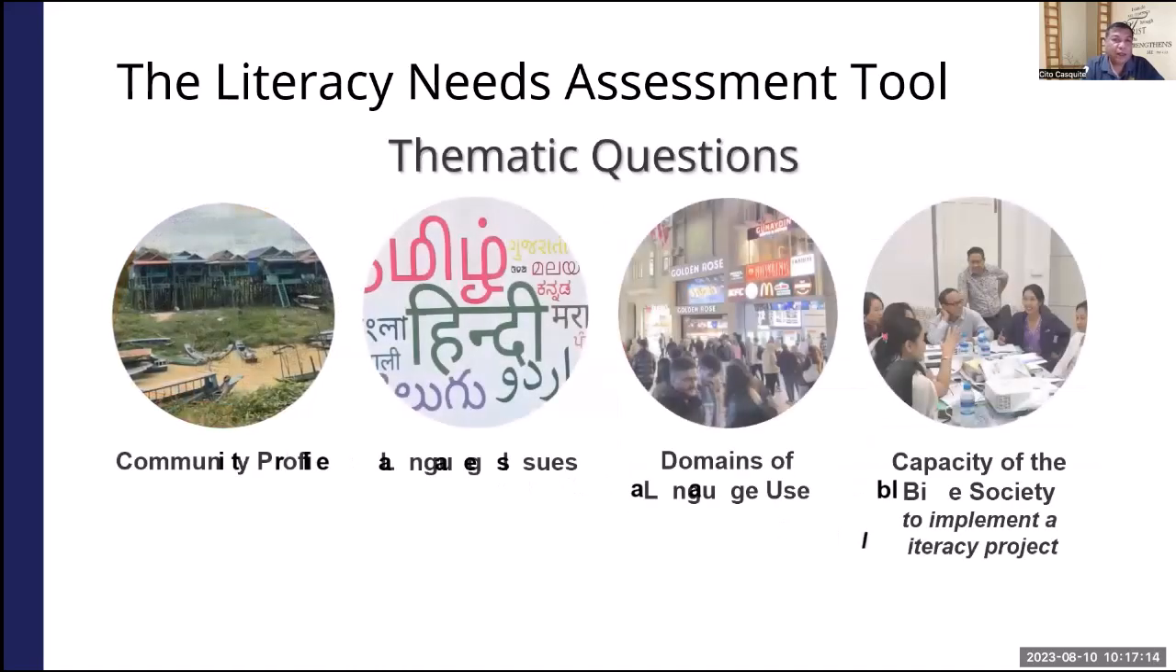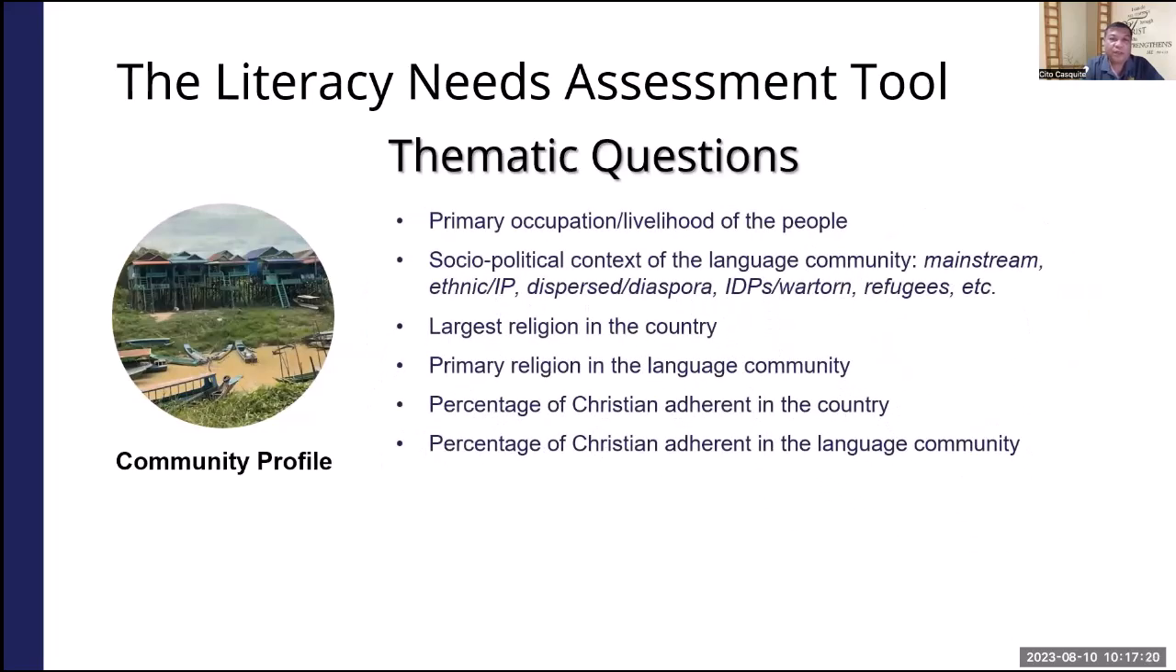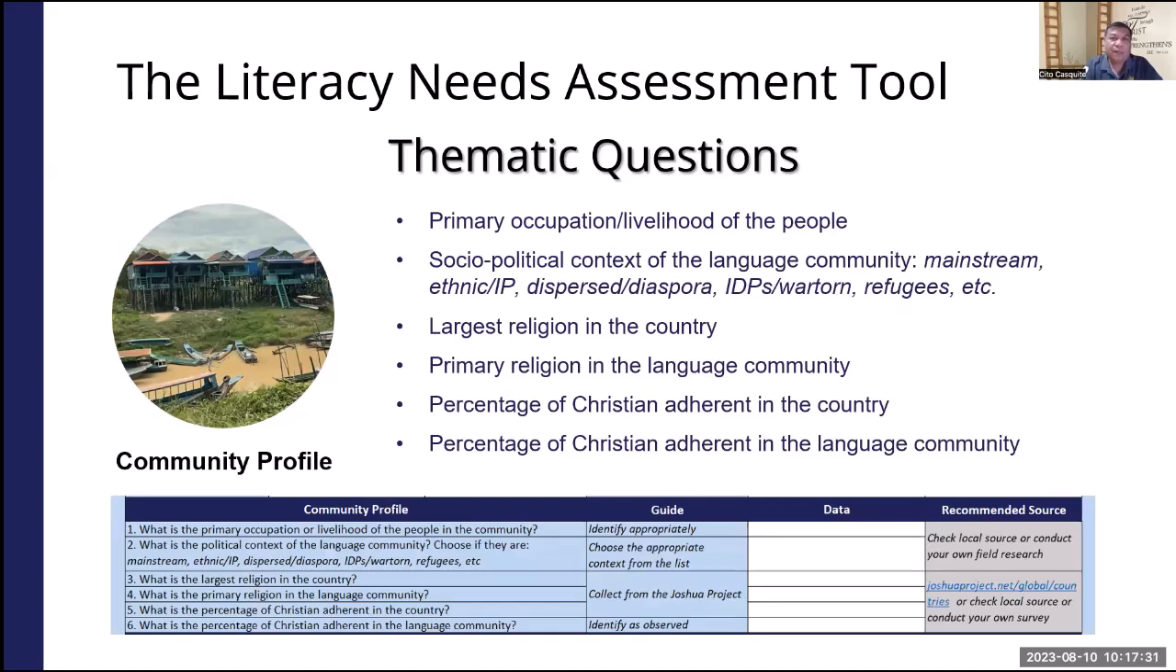And then going now to the thematic questions, the first one, community profile, used to be questions on the learner, but we decided to call it community profile now because the questions actually focus on the context of the community. So we ask questions about the primary occupation or livelihood of the people in the community, the socio-political context, as well as religion and other questions. Religion is quite important for us in the Bible societies because we want to know who we are dealing with in terms of the audience, because we want to integrate Bible translation and Bible engagement in our literacy projects.